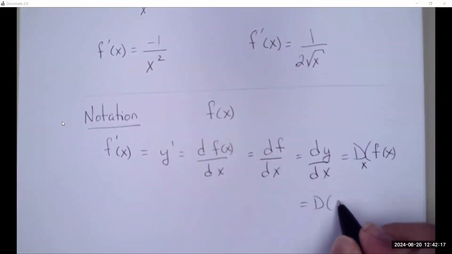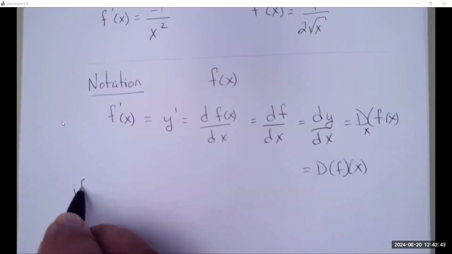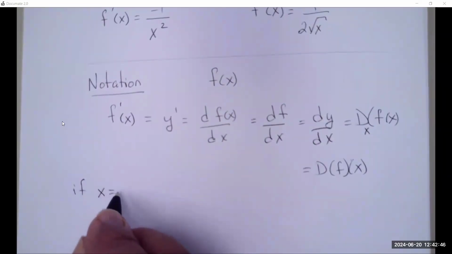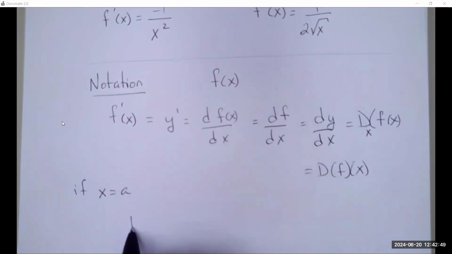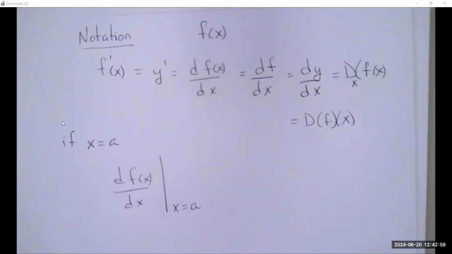And the derivative of f of x. These are the general forms. And if you're looking for the derivative at a certain point, then you could find these by putting down that value.